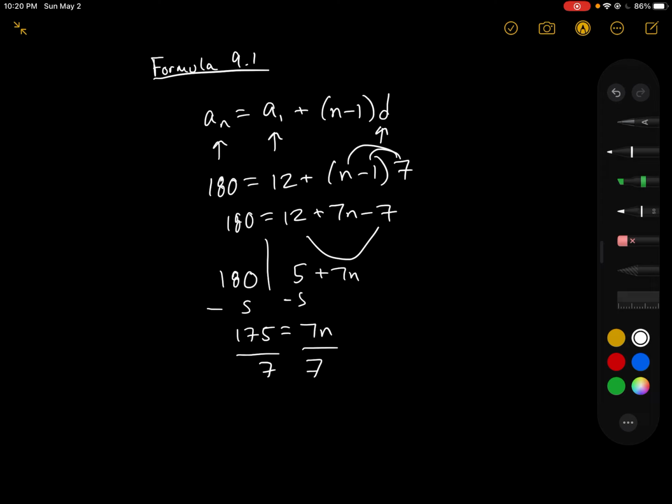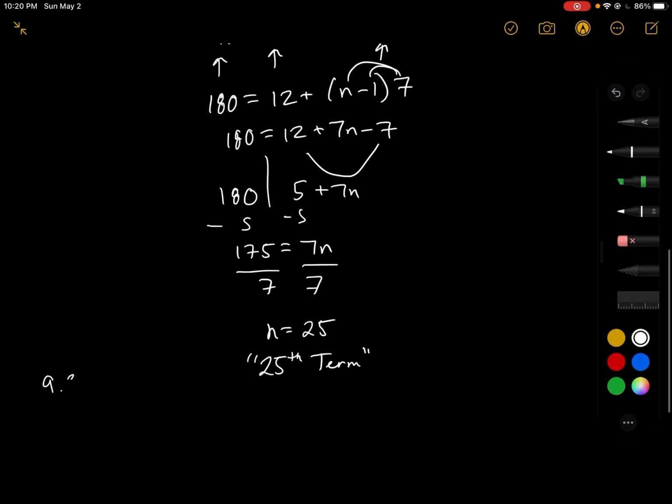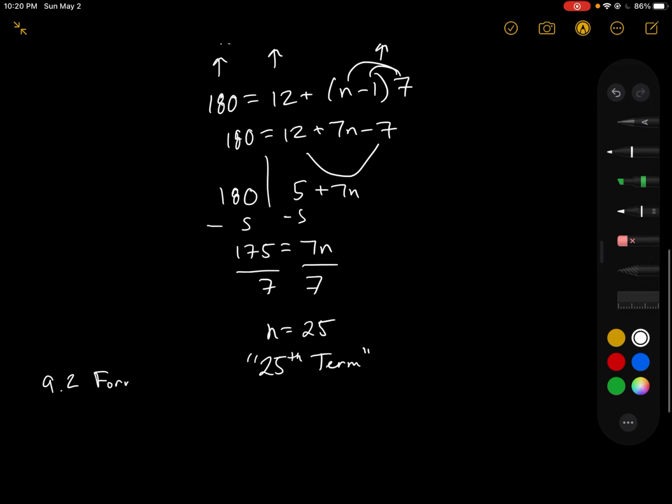Subtract 5. So we got 175 equals 7n. We can divide both of these by 7 here. So now we'll have 175 divided by 7. So n equals 25. So we know that this is our 25th term. So that's what that n tells us.